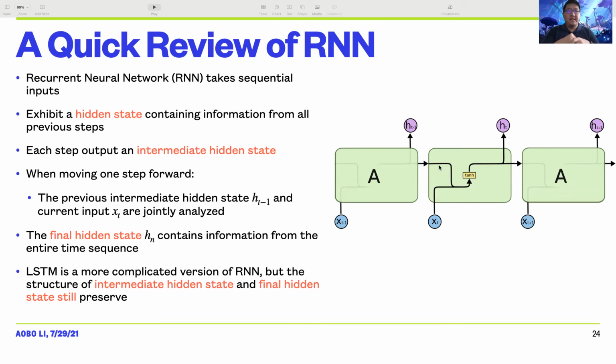So when moving one step forward, the previous intermediate hidden state ht-1 and the current input xt are jointly analyzed using either a simple or complicated mechanism. The final hidden state hn, which contains information from the entire time series, will be fed into, for example, a fully connected neural network for further analysis. Long short-term memory is a more complicated version of RNN, but the structure of intermediate hidden states and final hidden state is still preserved.